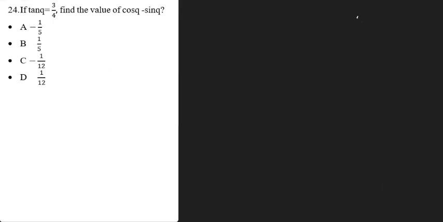Question 24 says, if tan q is equal to 3 over 4, find the value of cos q minus sin q. So we already have that tan q is equal to 3 over 4, right? So we should find cos q minus sin q. Now from here, this is trying to tell you that it is a right angle triangle. This trigonometric ratio. So the first thing to do is to draw a right angle triangle. If you draw that, we're going to have something like this.